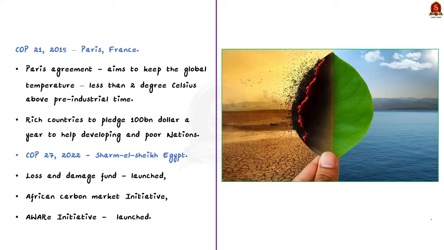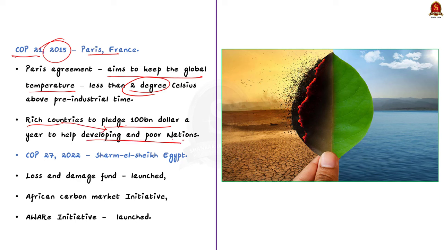Next is Conference of Parties 21. It happened in Paris, France in the year 2015. This is one of the watershed agreements in combating climate change. In this COP, the Paris Agreement was signed, which aims to keep the global temperature below 2 degrees Celsius with reference to pre-industrial times. It also asked rich countries to pledge $100 billion a year to help developing and poor nations.